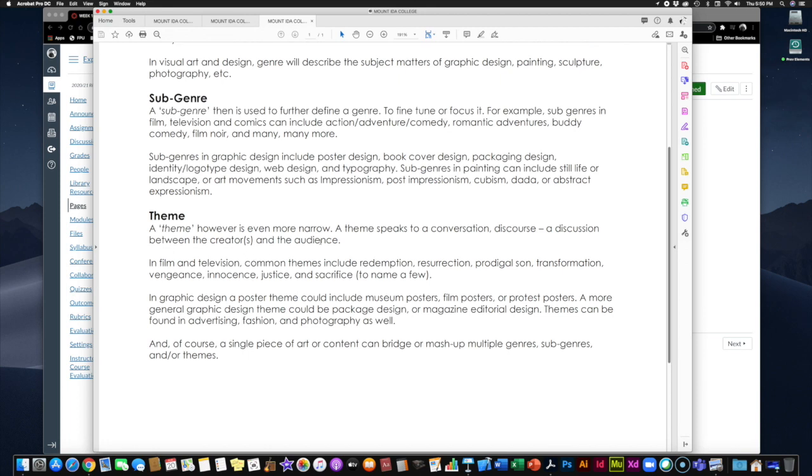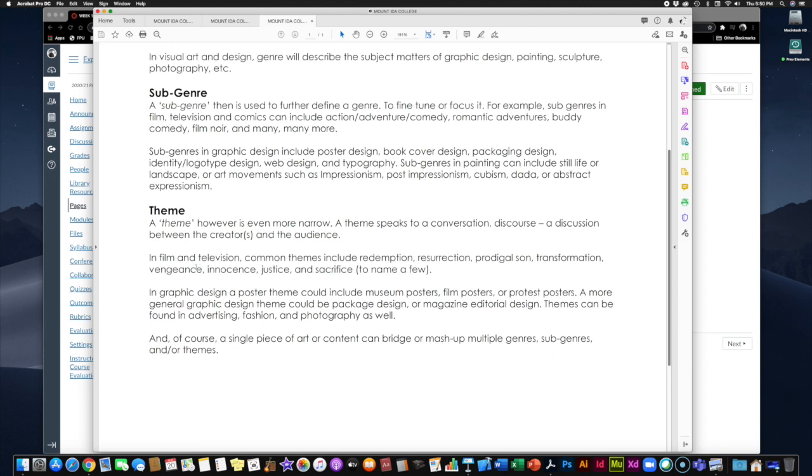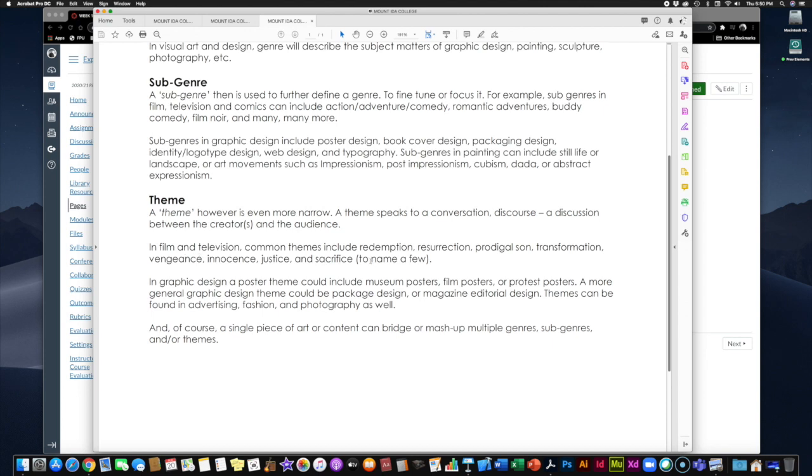So now, themes, of course, can speak to a conversation or a discourse, a discussion between the creator of the story and the audience. So in film and television, common themes can be about redemption, resurrection, not necessarily literal resurrection, but it could be. Could be metaphorical resurrection. The prodigal son, right? And again, it doesn't have to be a son specifically, but it can be about somebody who has gone bad and then comes back to their family or their group. Transformation, vengeance, innocence, justice, and so on and so forth. Those are all different themes. Now, any of those themes could be applied to different genres and subgenres above.